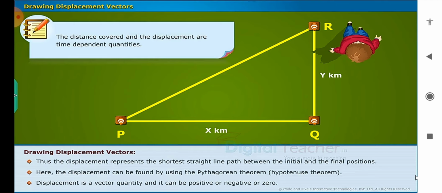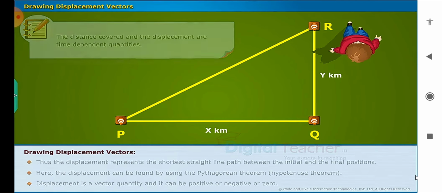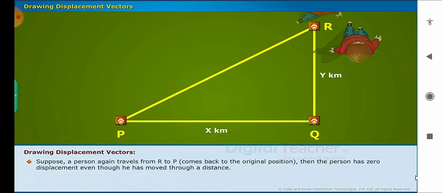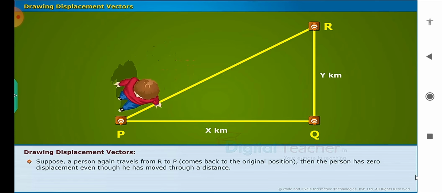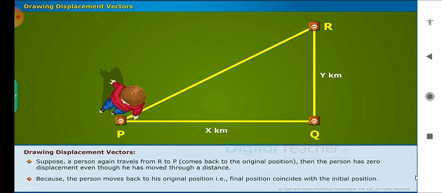Note: the distance covered and the displacement are time-dependent quantities. Suppose a person again travels from R to P and comes back to the original position. Then the person has zero displacement even though he has moved through a distance, because the person moves back to his original position, so his final position coincides with the initial position.